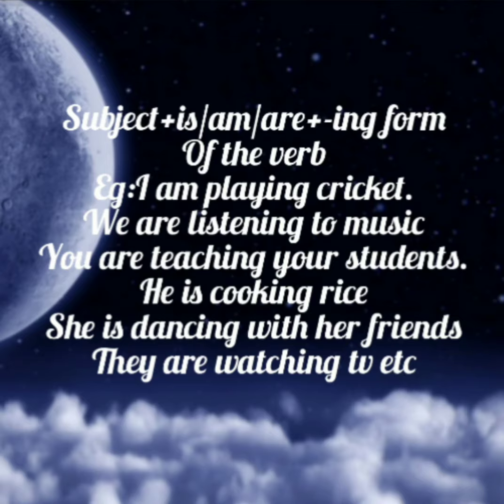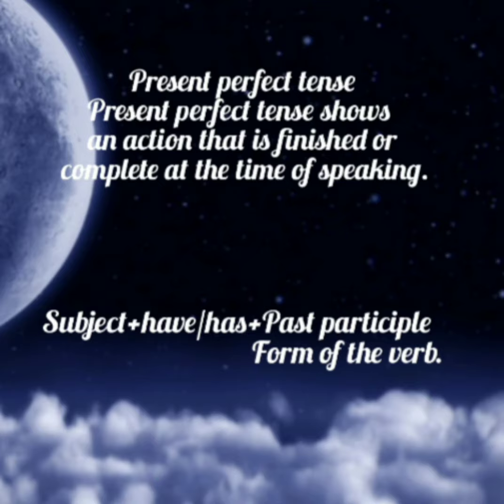Okay, next we are going to discuss present perfect tense. Present perfect tense shows an action that is finished or complete at the time of speaking. Already finished or completed actions we can express in present perfect tense. For this we can use this formula: subject plus have or has plus the past participle form of the verb.